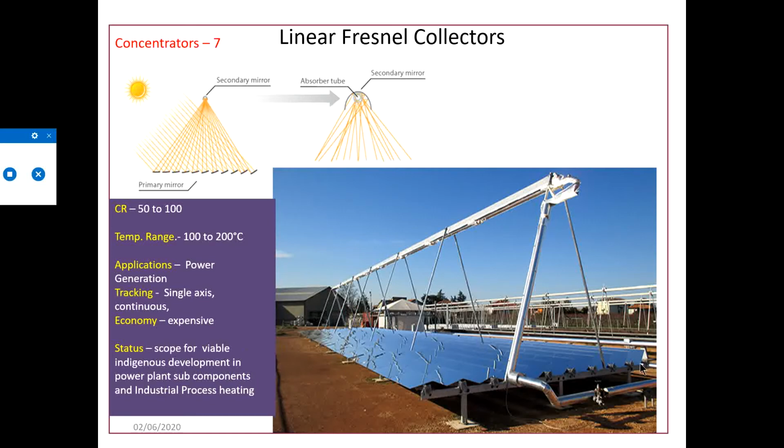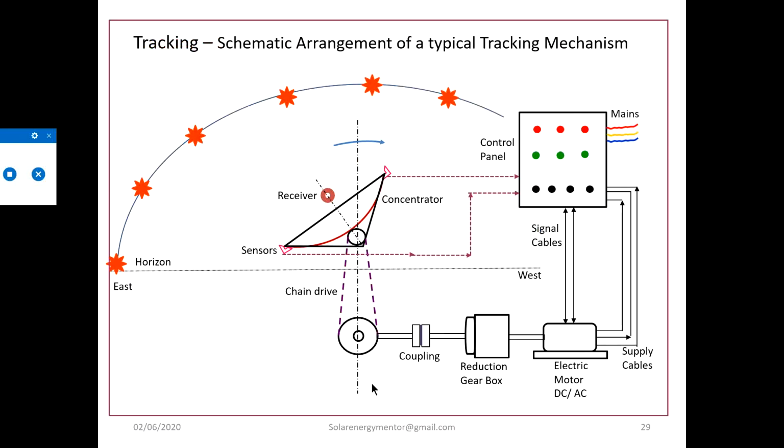Economy, these Fresnel reflectors are expensive because we need to install these mirrors on a stand and then provide an elaborate secondary reflector and absorber here. So status, scope for viable indigenous development in power plant subcomponents and industrial process heating. So there is a scope for development of these linear Fresnel collectors in India.